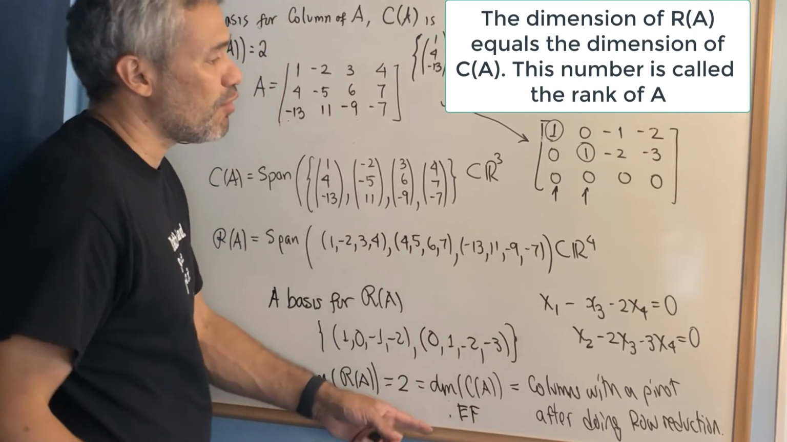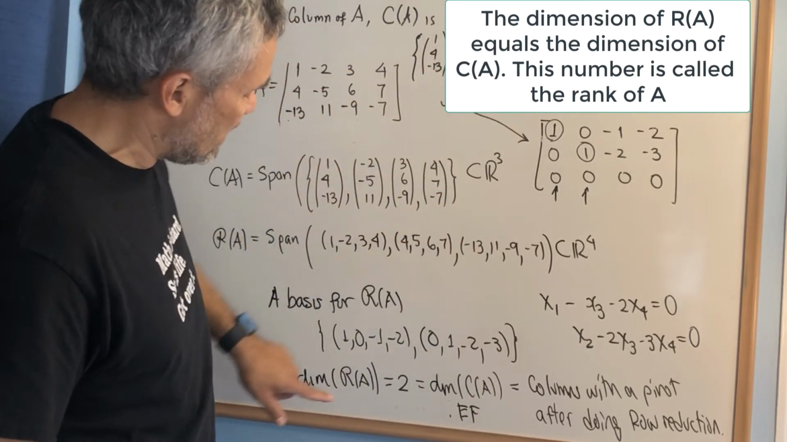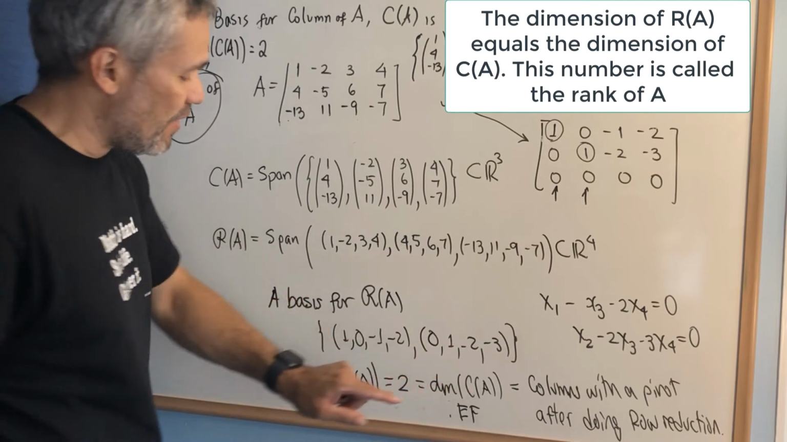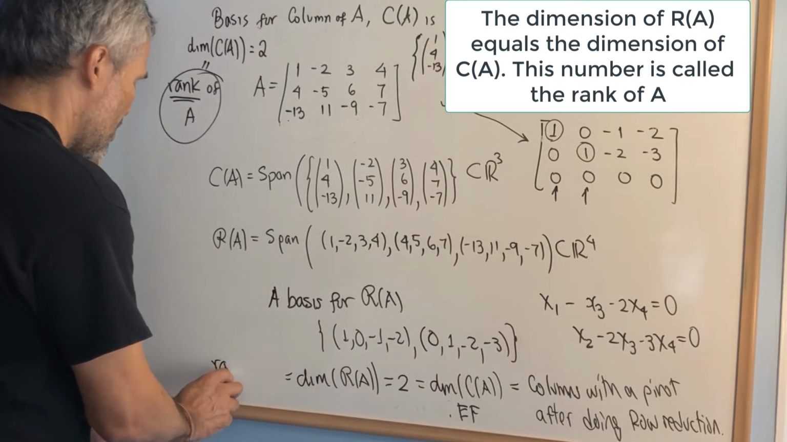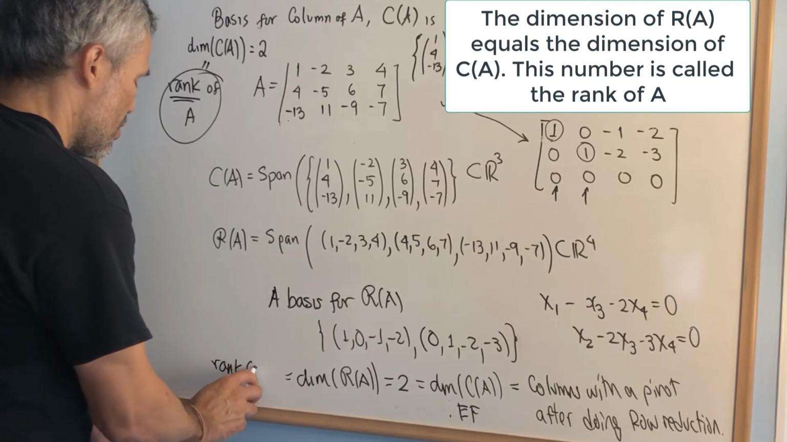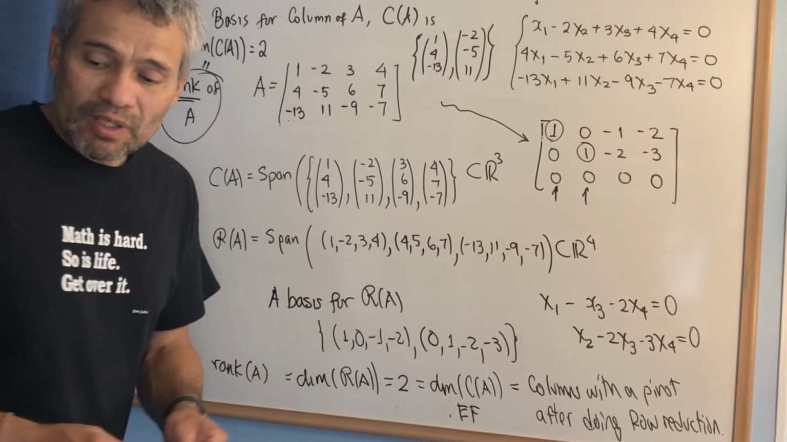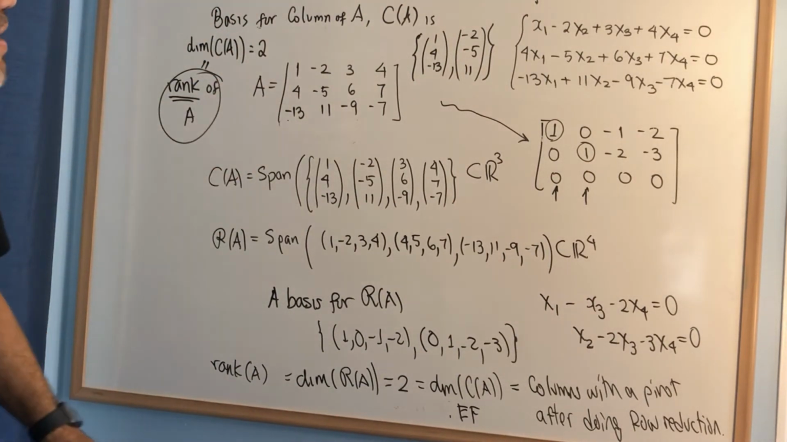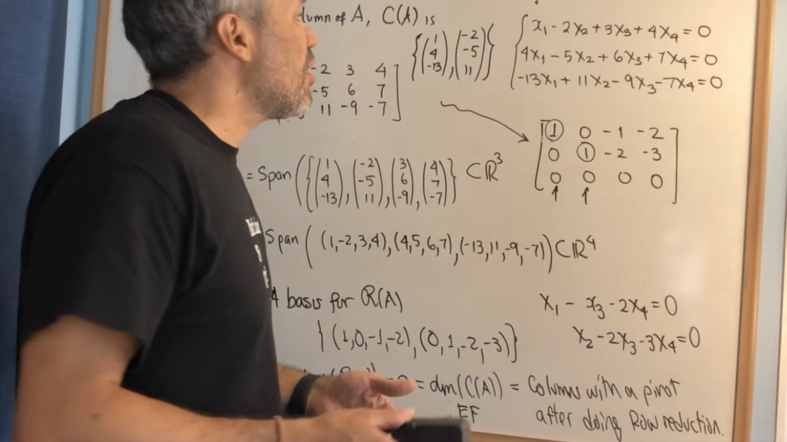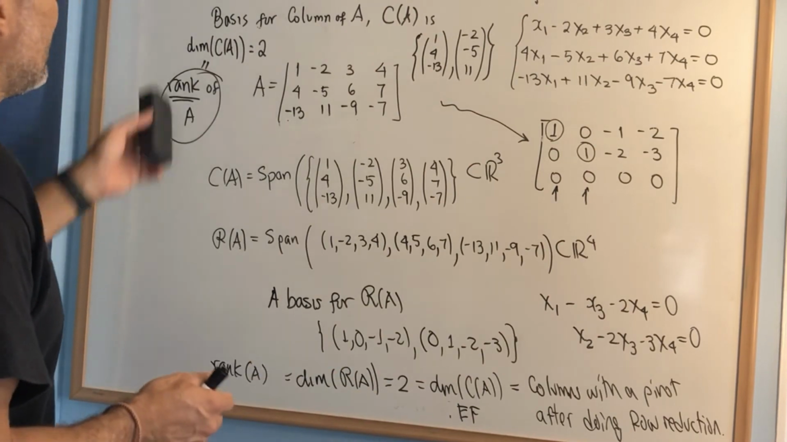You get the echelon form, you count the number of pivots, that's the dimension of column of A, that's the dimension of row of A, and this is also called the rank of A. Notice that this technique that we have seen helps us to compute the basis of any span of any vectors.